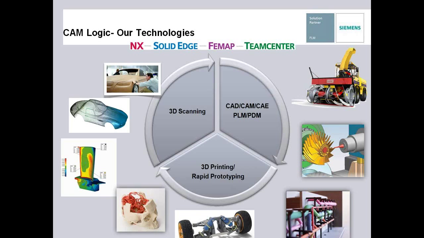There are three key areas that CamLogic focuses on. One of which is what we'll be chatting about today: products from Siemens PLM, the CAD, CAM, CAE, and PDM software. We also have another division that focuses primarily on 3D printing and rapid prototyping from 3D Systems. We also get into 3D scanning for reverse engineering or data compare.